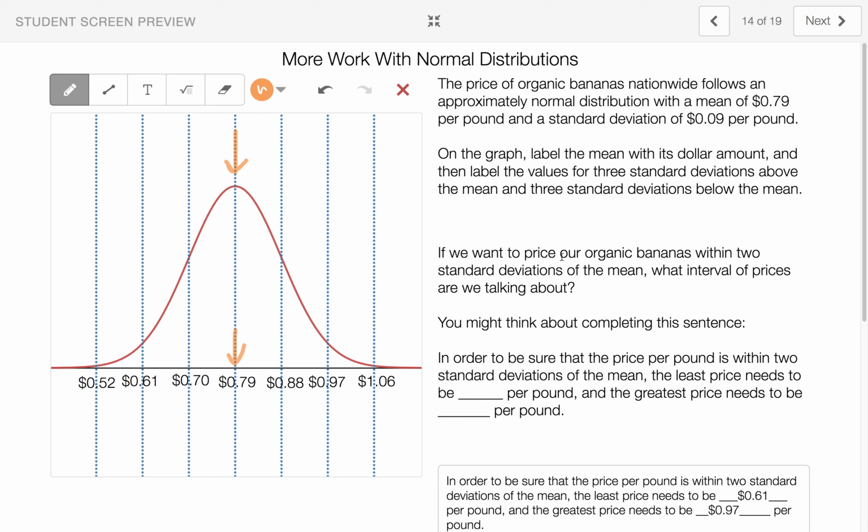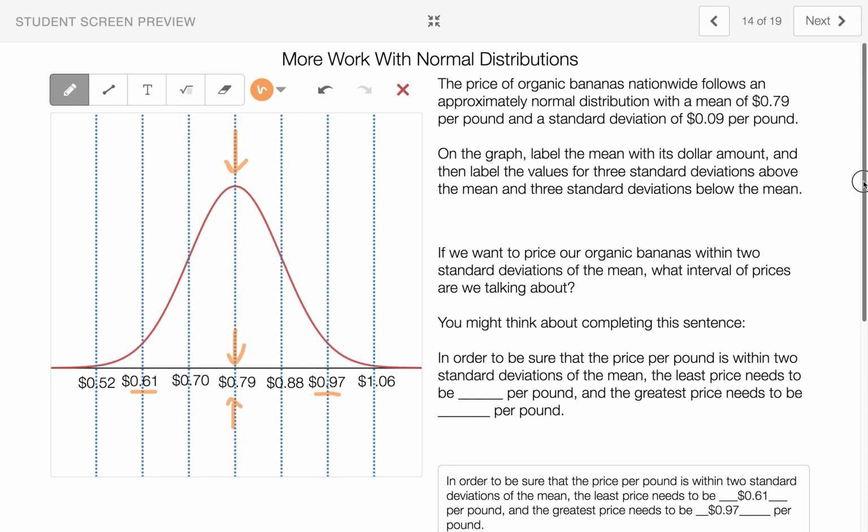If we want our organic bananas to be priced within 2 standard deviations of the mean, what interval of prices are we talking about? Well, here's the mean here in the center at 79 cents. If we want to be within 2 standard deviations, it would be from 61 cents, because that's 2 below the mean, to 97 cents, because that's 2 above the mean. So 61 cents per pound and 97 cents per pound.